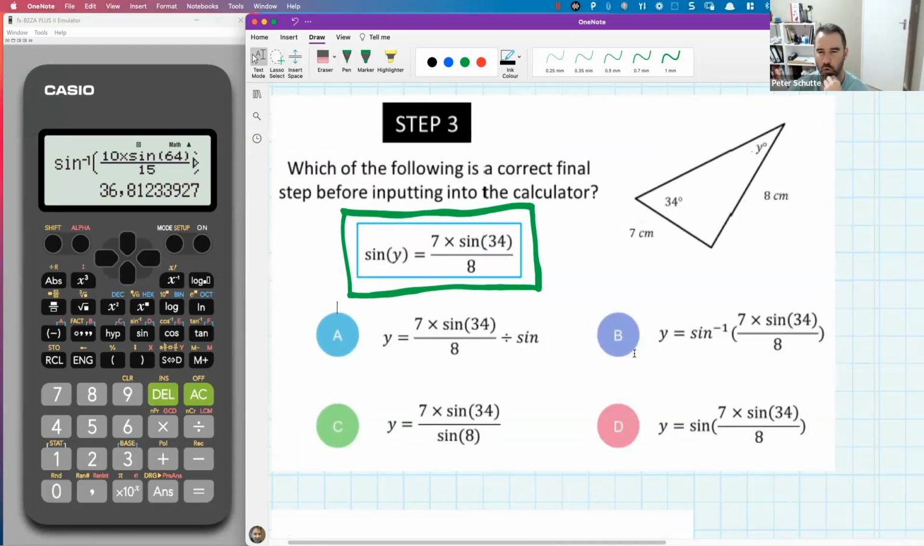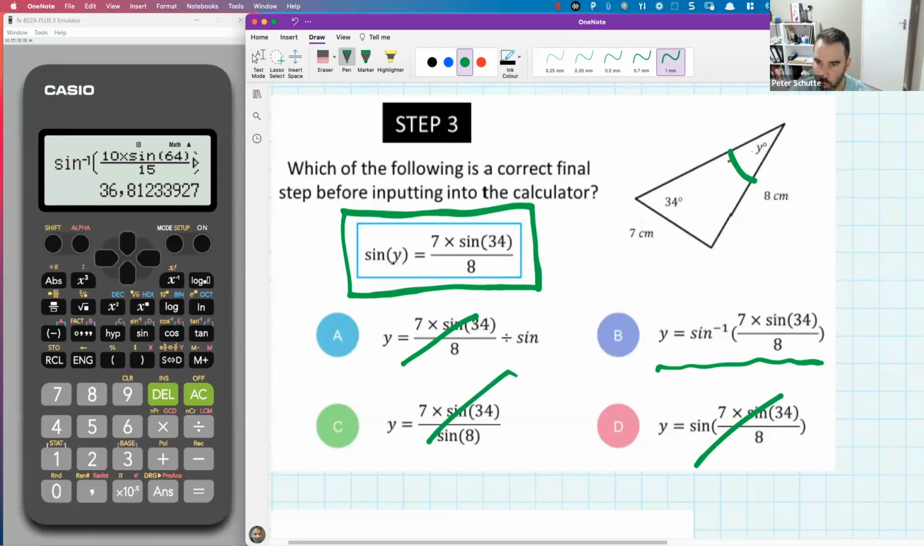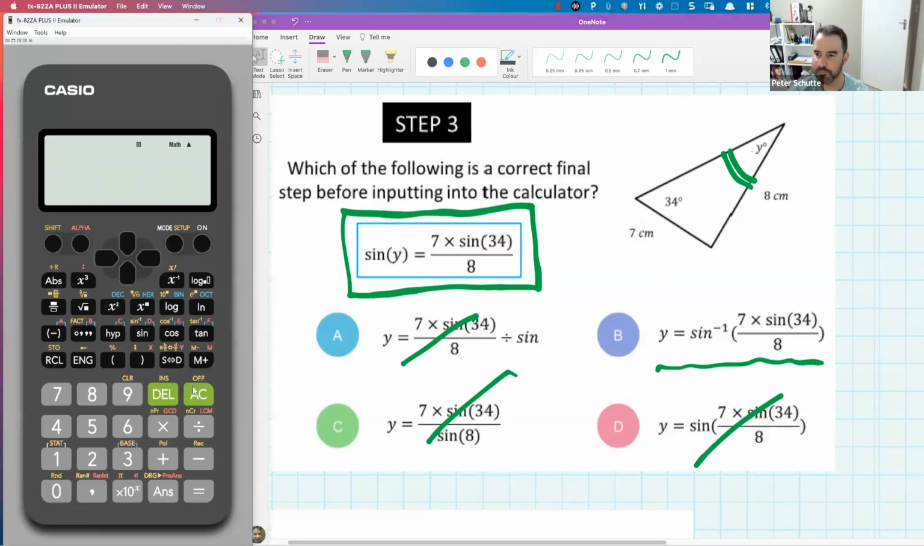What am I looking for? What's the key little idea that I'm looking for? So I'm looking for the inverse sine when I'm finding an angle. And so none of these can be correct. Only this one can be correct. I want you to tell me what is the value of y. So I want you to put that in your calculator and find me the size of angle y.